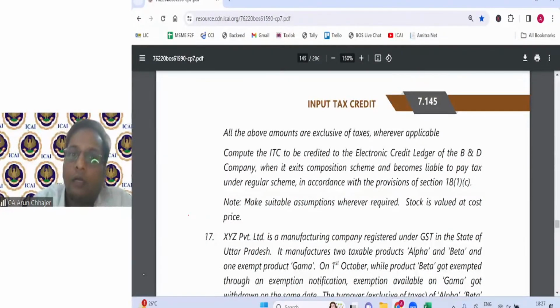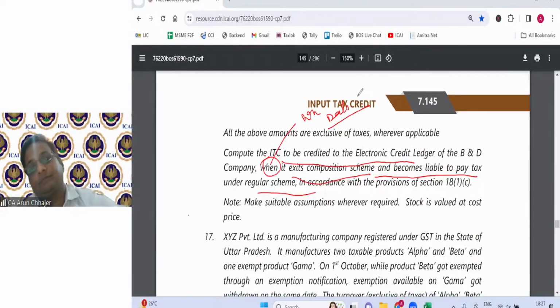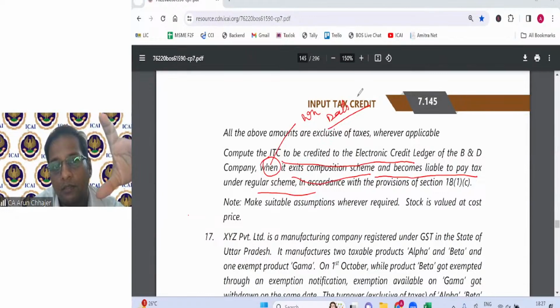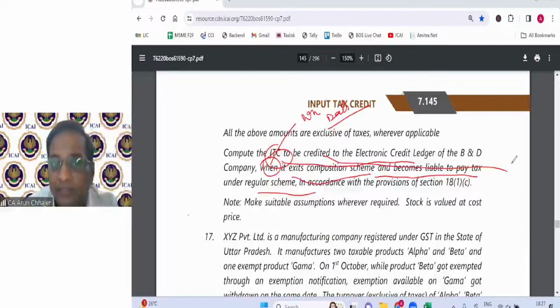Compute the ITC to be credited to the credit ledger of B&D company when it exits from composition and becomes liable to pay the tax under regular. कब? So we have to tell the date. We have to tell the date when this ITC is credited to the electronic credit ledger when it exits.